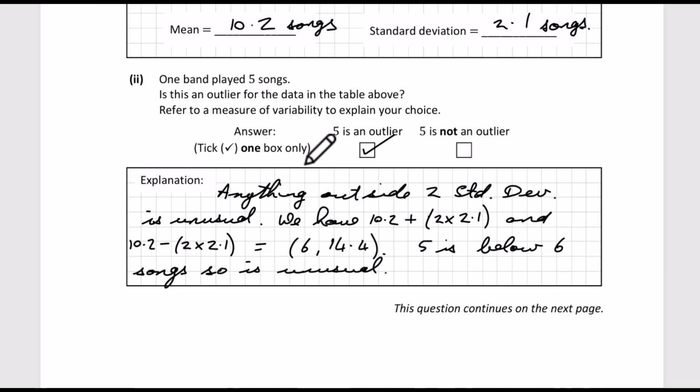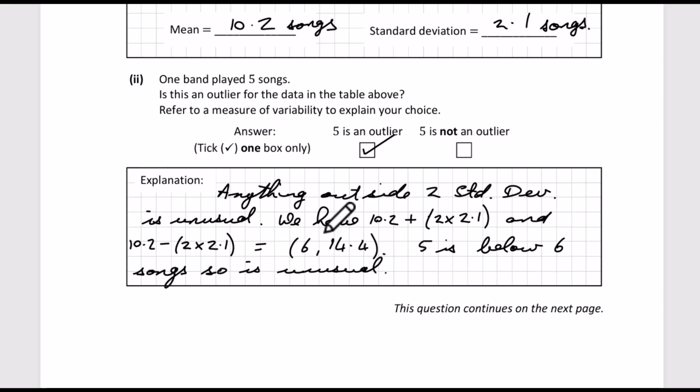So what I said here is that anything outside 2 standard deviations, generally speaking, is considered unusual. So if you take the mean and take 2 standard deviations below, 2 standard deviations above the mean, anything outside those will be considered unusual. So we know the standard deviation is 2.1. If we take the mean, add 2.1, add another 2.1, we'll get 14.4. If we take the mean, 10.2, subtract 2.1, subtract another 2.1, we'll get 6.